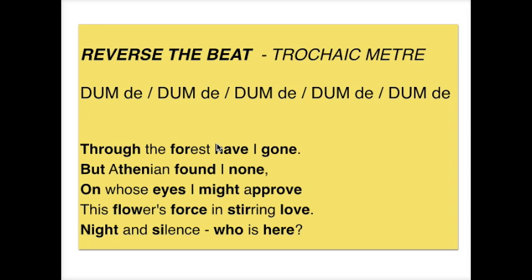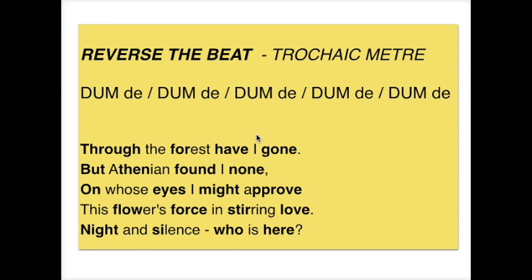This is from Midsummer Night's Dream, where Puck is trying to find the lovers in the forest and he just can't find them, and he doesn't want to disappoint Oberon. But he tells the audience, "Through the forest have I gone, but Athenian found I none, on whose eyes I might approve this flower's force in stirring love. Night and silence, who is here?"